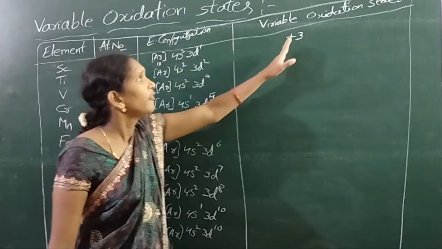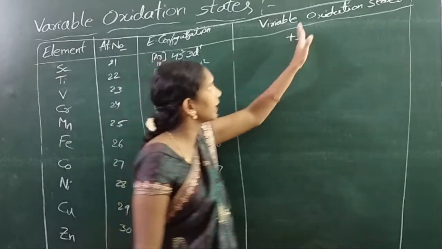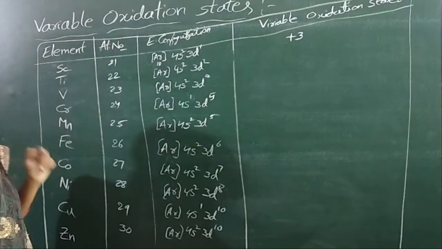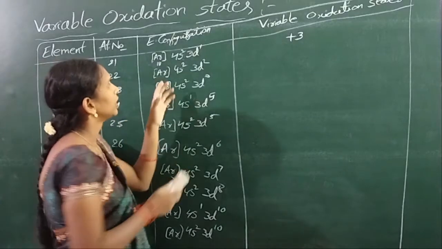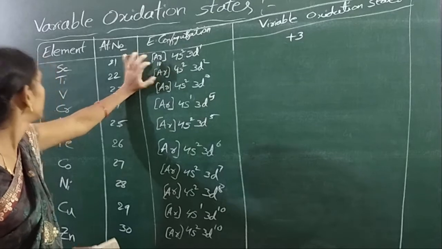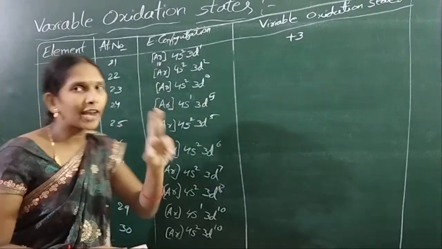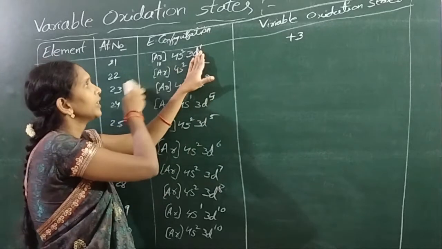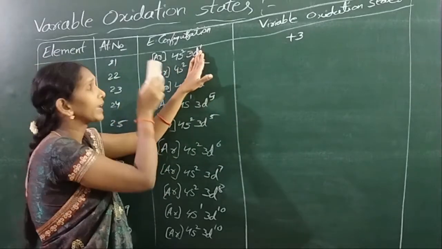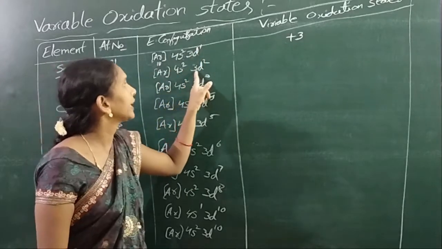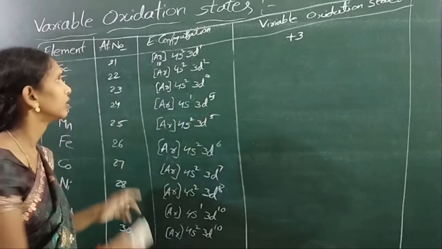Plus 3 is the oxidation state of scandium. And then next, titanium. If titanium can lose 2 electrons from S, then it gets the 3d2 configuration.